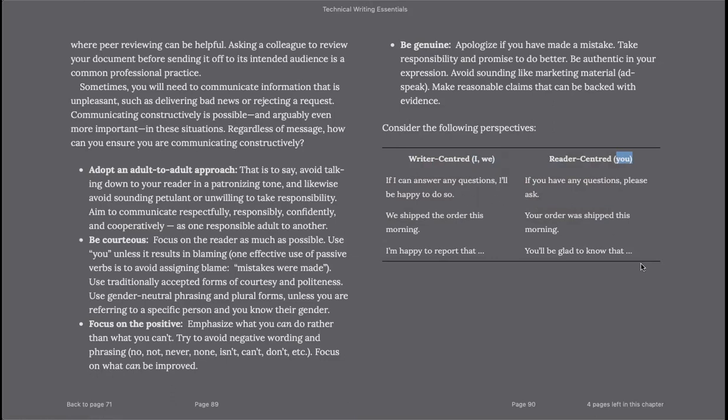Adult approach is recommended as well. If it is the writer center, I say, "If I can answer any question, I'll be happy to do so." But if it is the reader center, I would say, "If you have any question, please ask." It is always recommended when you're writing technical writing to someone, it must be reader center, not the writer's center. Therefore, it is not suggested in the cover letter, because this is a technical writing, right?